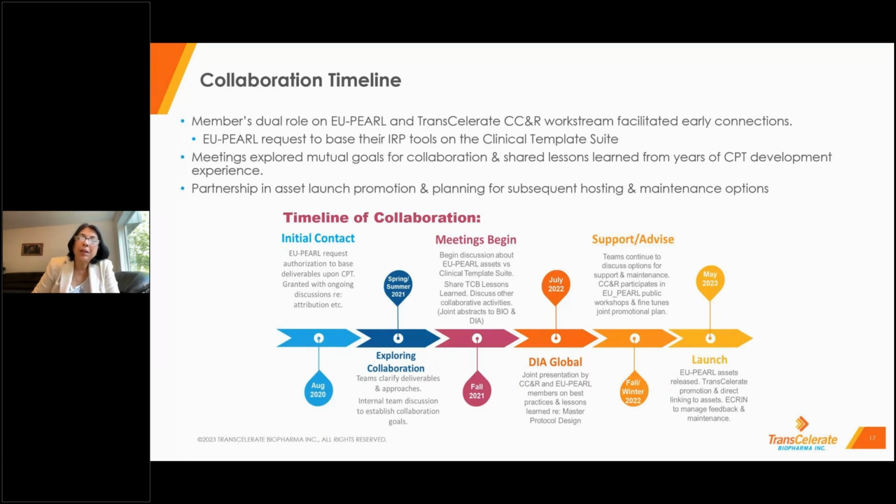In May of 2023, the EU-PEARL assets were officially released, and TransCelerate was instrumental in promoting these assets by providing a direct link to the EU-PEARL website. And also we were very involved in discussing with TransCelerate the options for sustaining our templates, because the EU website will be gone in 5 years. So sustainability is key. Next slide, please.